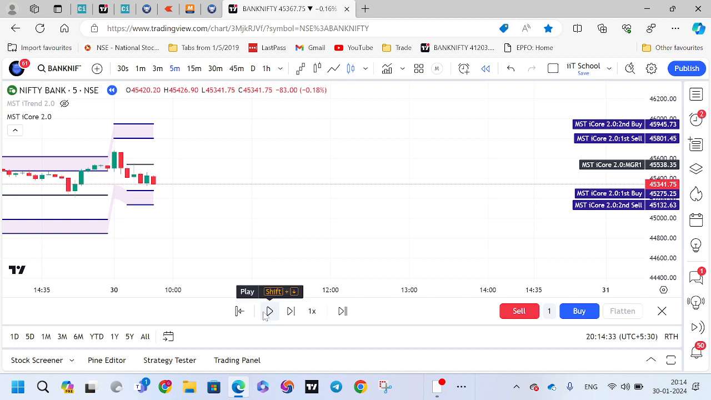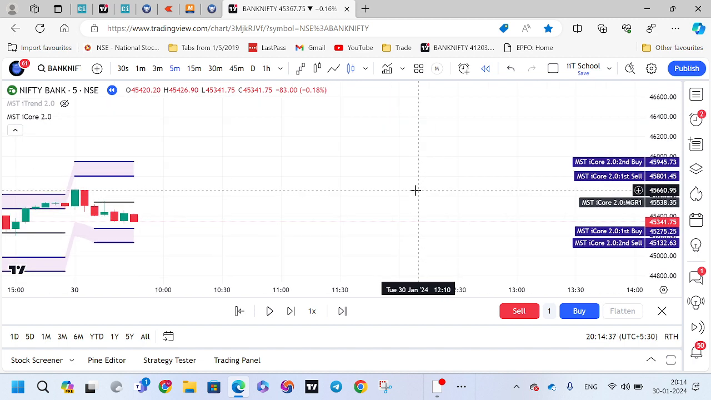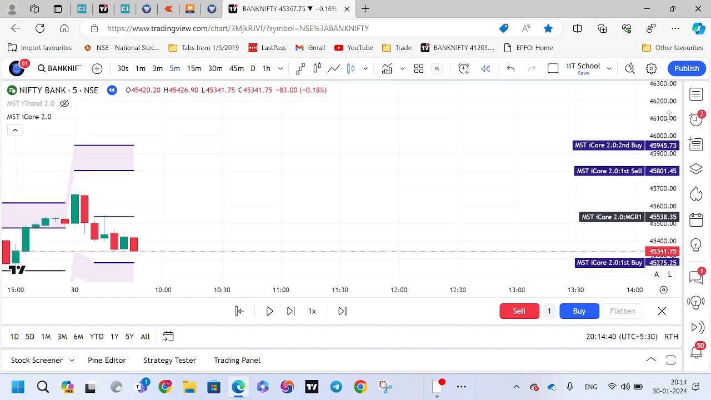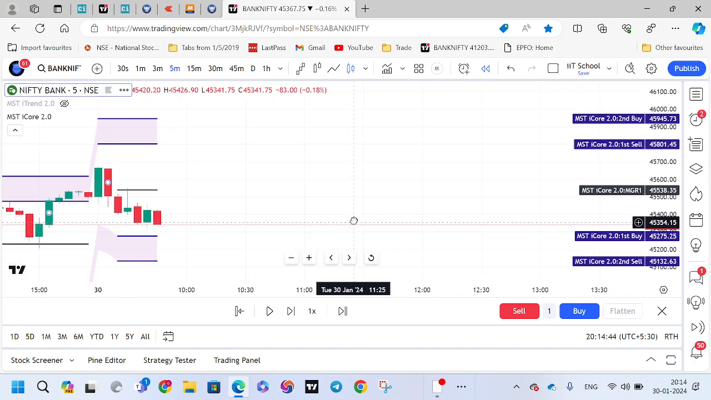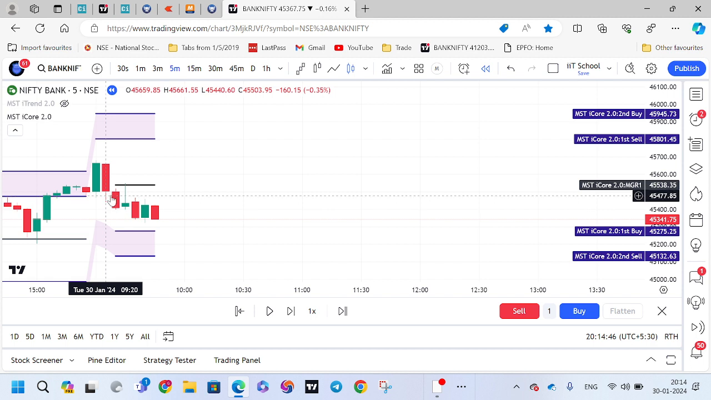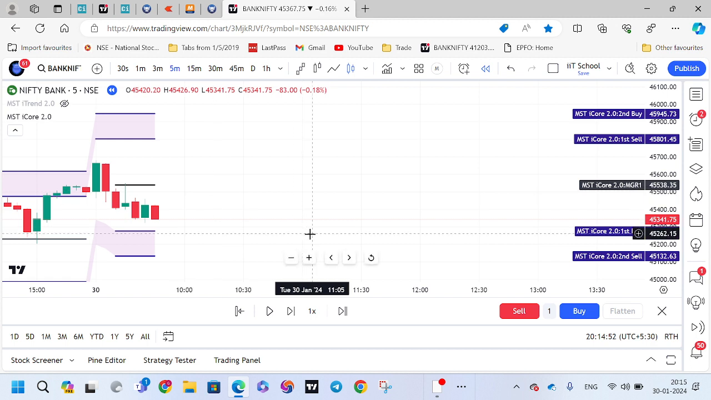This indicates that if the market is trading below the midline, it is supposed to touch our buy zone, and from there it will reverse. Similarly, when the market is trading above the midline, it is supposed to touch our sell zone first, then it will fall down. So that is what will happen.